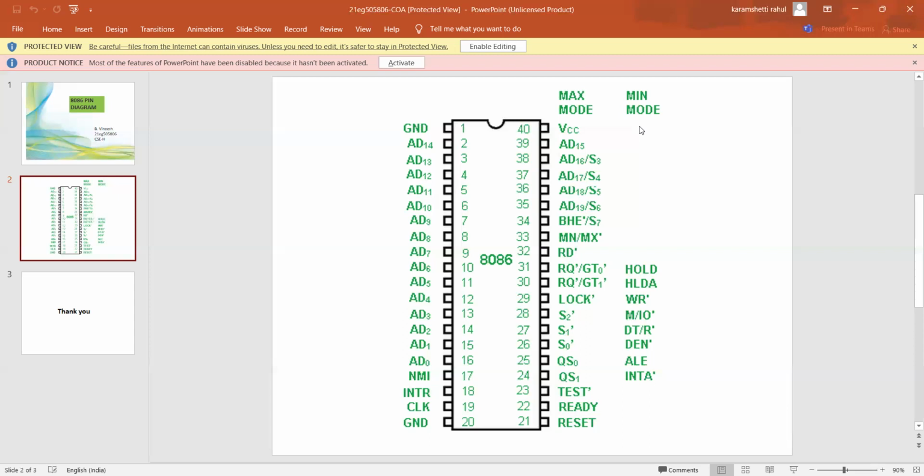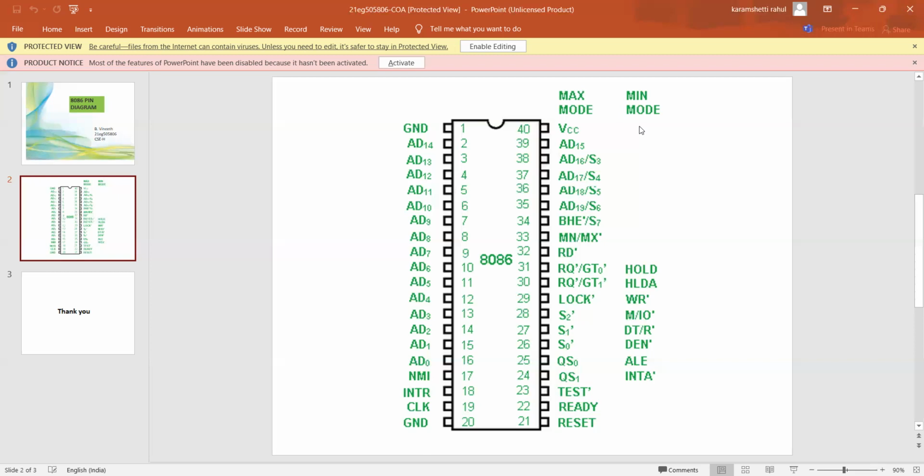S2, S1, S0 are status pins. When they are all 1s, they are inactive. When they are all zeros, that is when they are all active, then it is an interrupt acknowledge. If S2 is 0, S1 is 0 and S0 is 1, then an input output read operation is going on. So like that, there are some different operations, some 7 different operations.